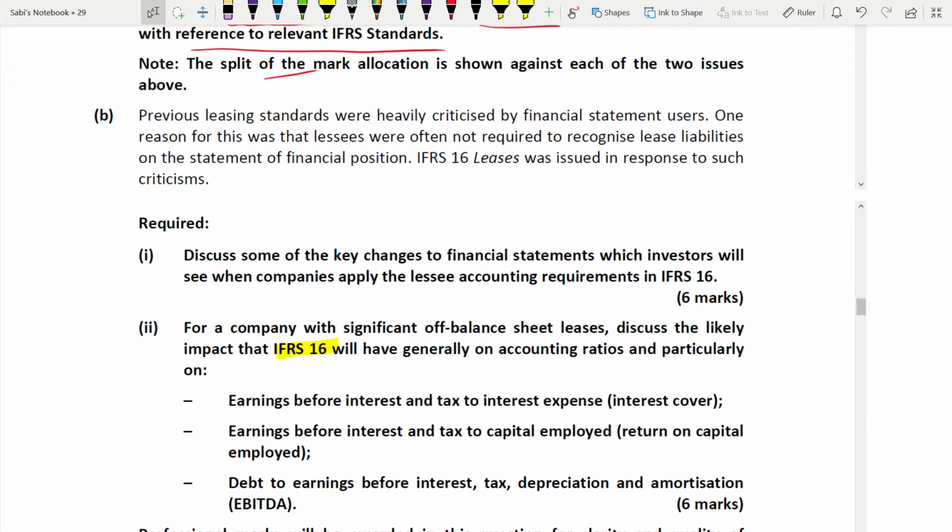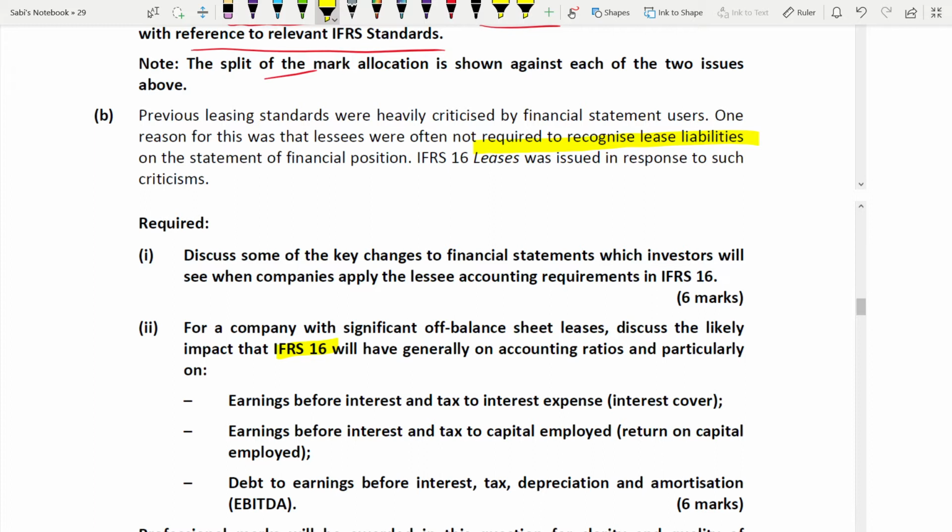What were the criticisms? Remember, this was a current issue then. Current issues can always come, and you have to be prepared for them. IFRS 16 leases, the new leases. Earlier, lessees were not required to recognize lease liabilities. We know lessee accounting requires them to recognize a right of use asset and a lease liability. The earlier standard did not include that, so most of the lease liabilities were ignored.